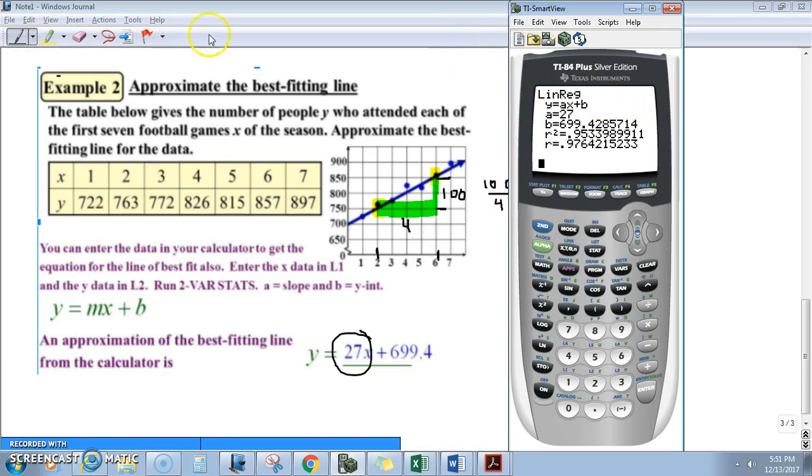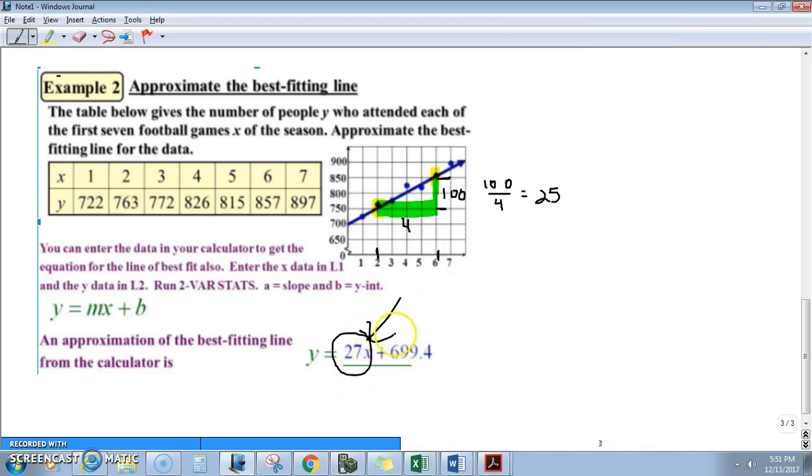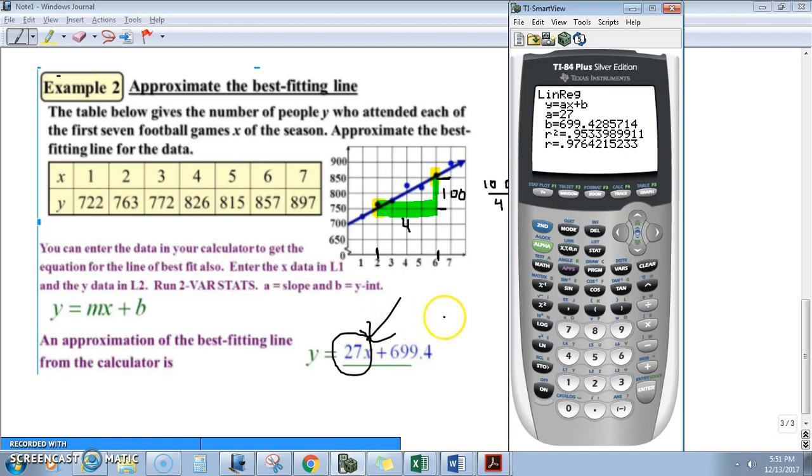I don't think I can write on this, but if you look, A is 27, that's the slope, y equals ax plus b, it says A is 27. So that corresponds down here, right? And then the y-intercept, 699.42. This is exactly what they did, and that's how they got this equation here. You didn't have to do that.